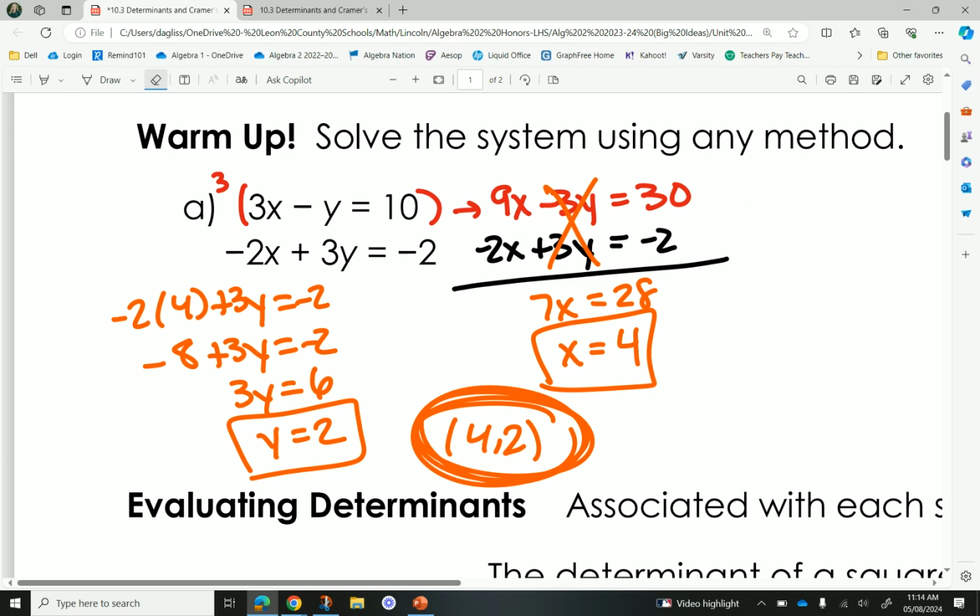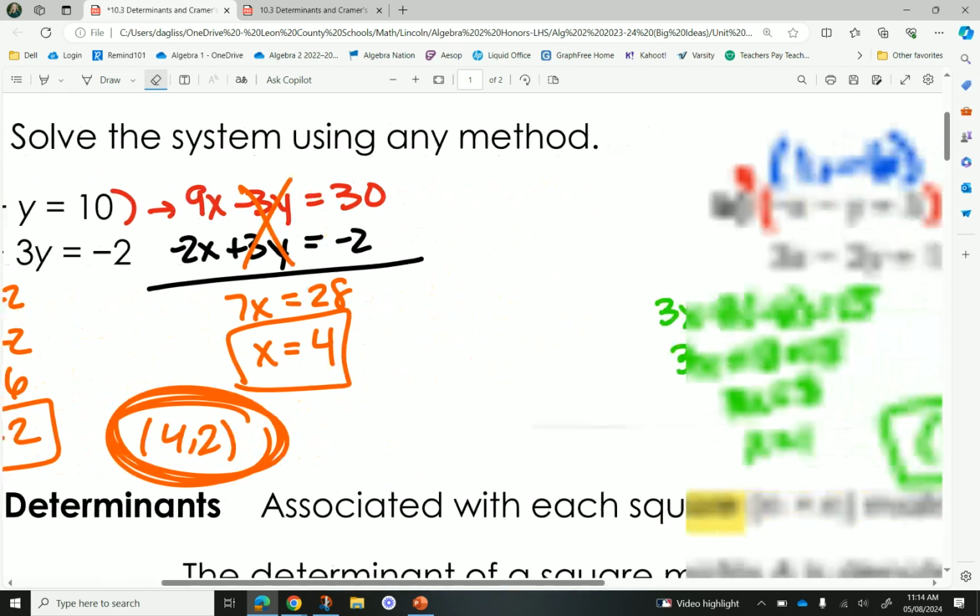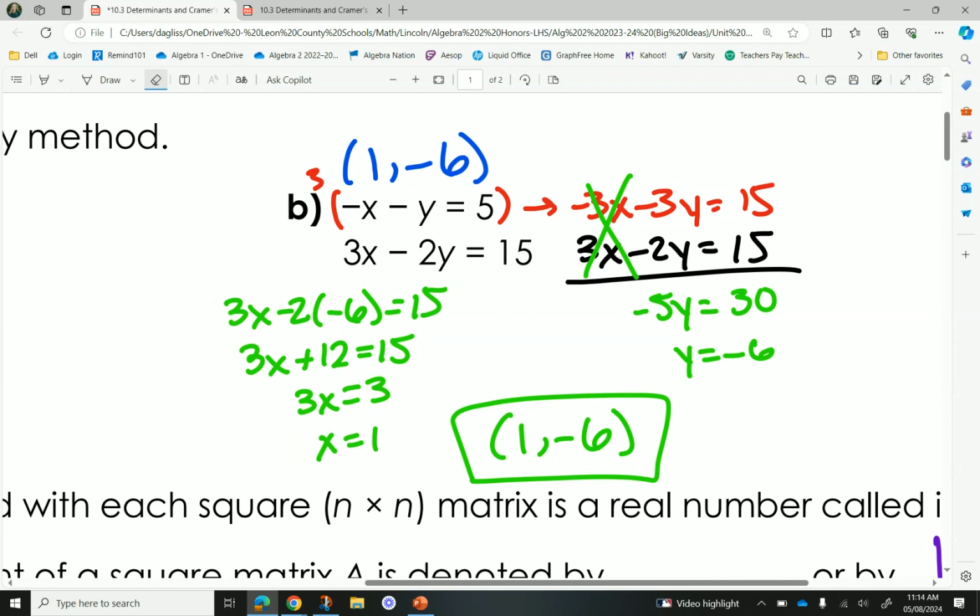I'll give you all a second before I slide this over. All right, slide over. So for part B, I would also multiply the top by 3. This time your x's get eliminated. You can solve for your y. Plug that into either one. I chose the bottom one, and I got an x value of 1. So these 2 lines would cross over at the point 1, -6.